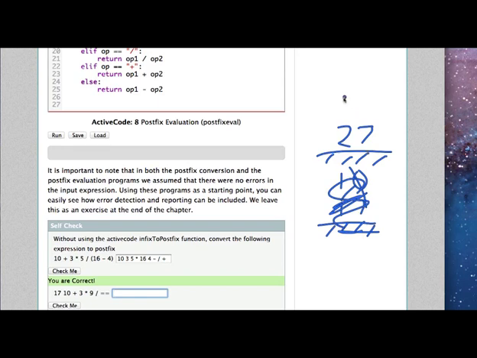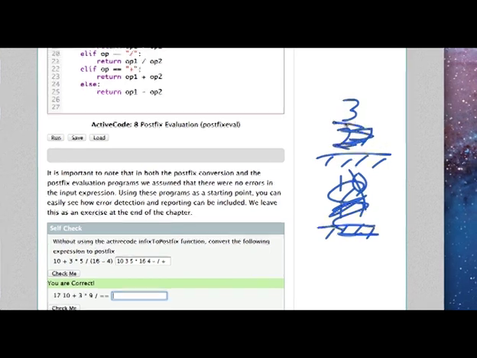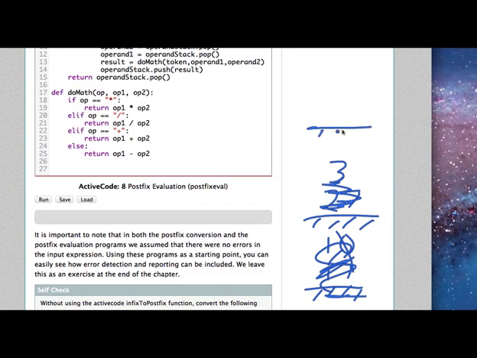And then we put 3 on the stack, because that's our next operand, but then we get to a multiplication symbol. So 3 times 27. So 3 times 7 is 21, 3 times 2 is 6, and 2 is 8, so that gives us a value of 81. So our next stack would have 81.